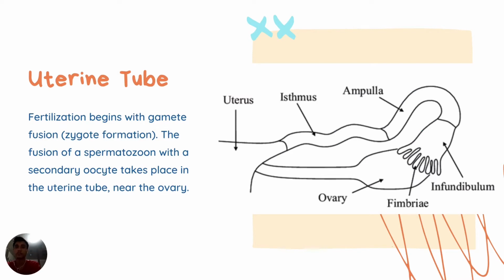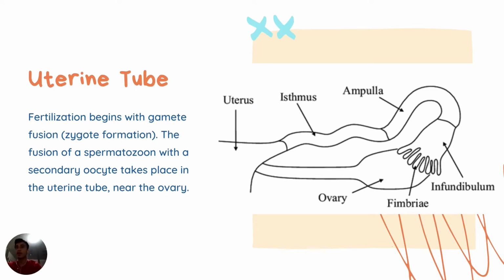What is the uterine tube? The uterine tube has an infundibulum, which is the region closest to the ovary. It is funnel-shaped and its free edge possesses regular processes known as fimbriae, which play an important role in the capture of the oocyte at ovulation.